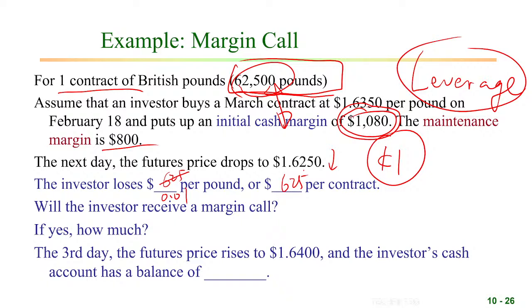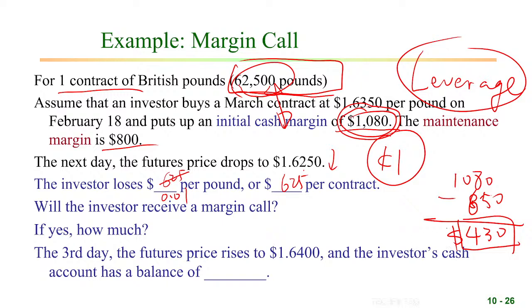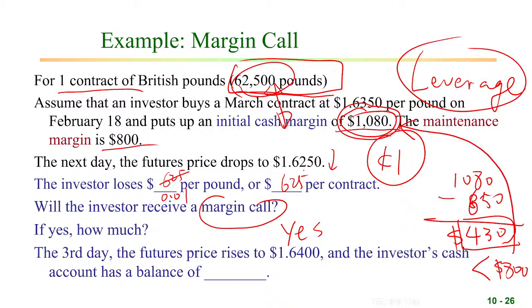So you lost this much, taking away from the 1,080 account, and your value drops to 430. Your account value is below the maintenance margin 800. Then you get a margin call. How much? You have to bring this account value all the way to the initial margin. That means you have to put up 650 in order to bring this whole value to the initial margin.